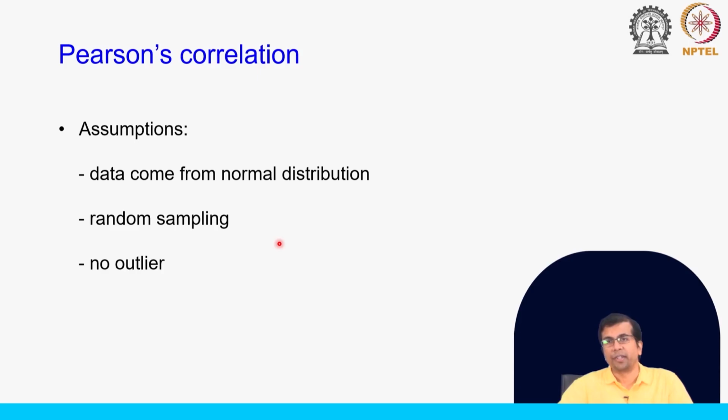The second assumption is random sampling. These data points that we are seeing are random samples of the population, and there is no outlier. So, these are the assumptions.